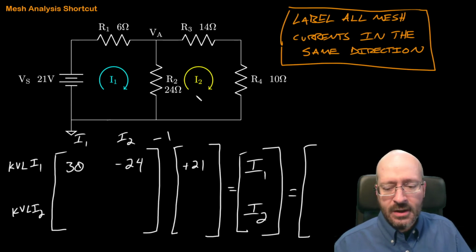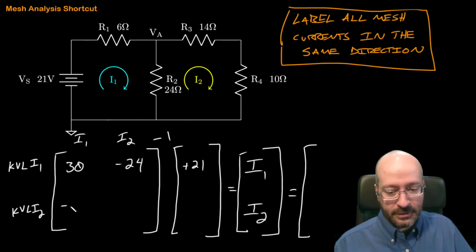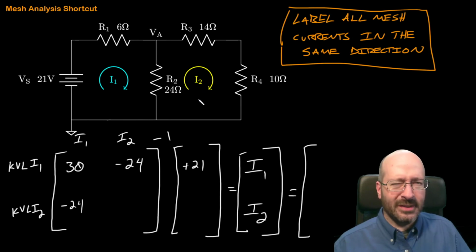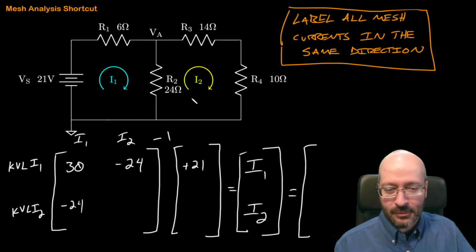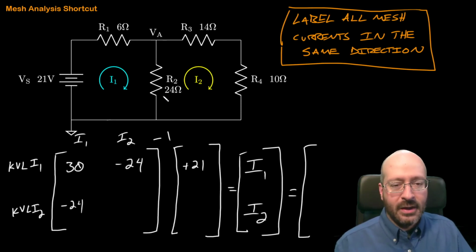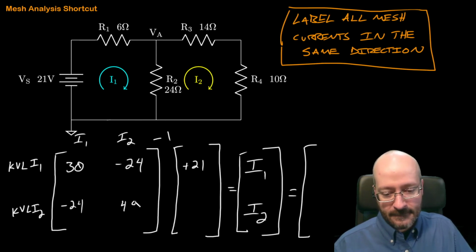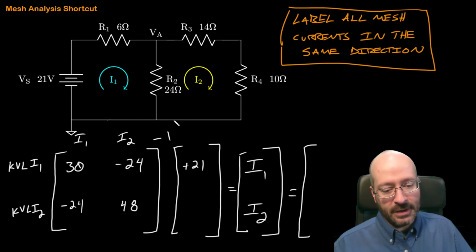Okay, move over here. Let's do the KVL for I2. What does I2 share with I1? Well, it only shares the 24, so I get negative 24. What does I2 share with itself? Well, it's not really sharing it with itself. It's what does I2 touch? And that's the one I'm writing the KVL for. 24 plus 14 plus 10. So that looks like that's 48. Okay, the right-hand side, there are no voltage supplies. So I get a 0 on that side.